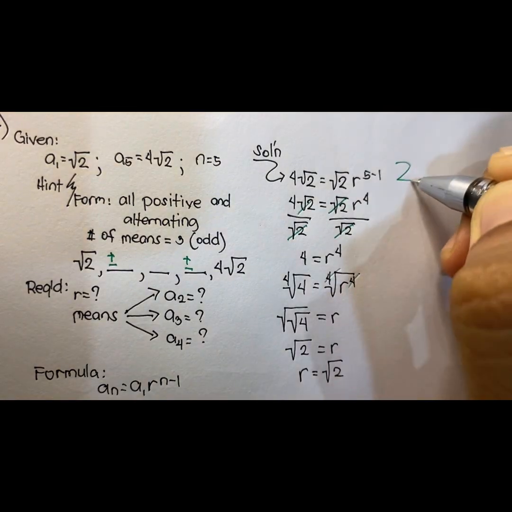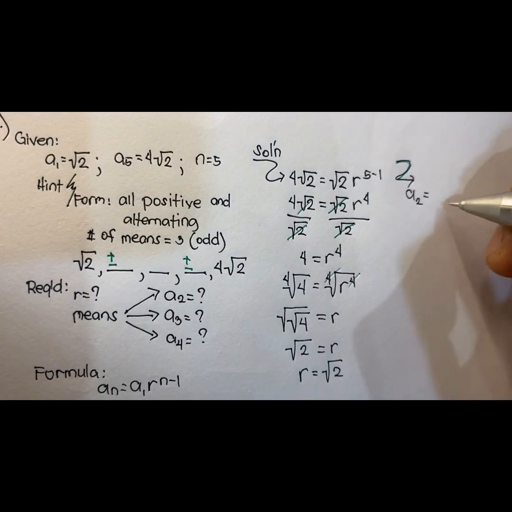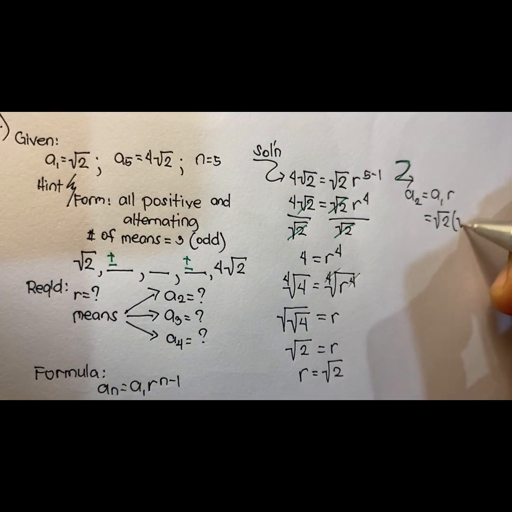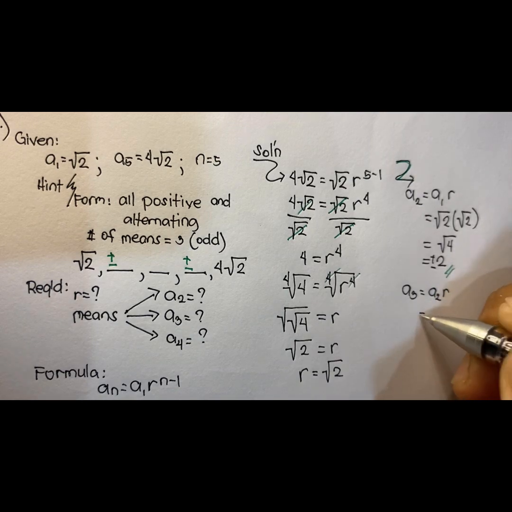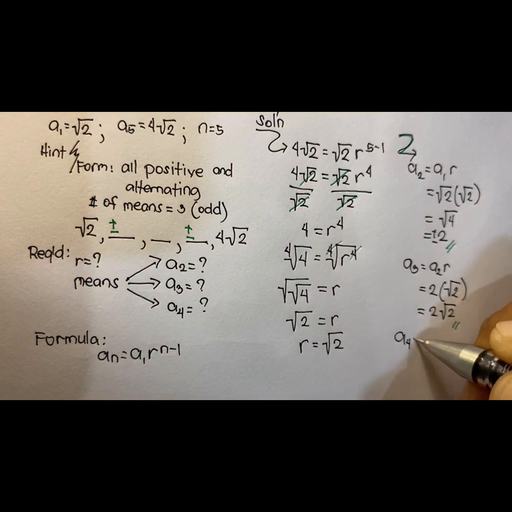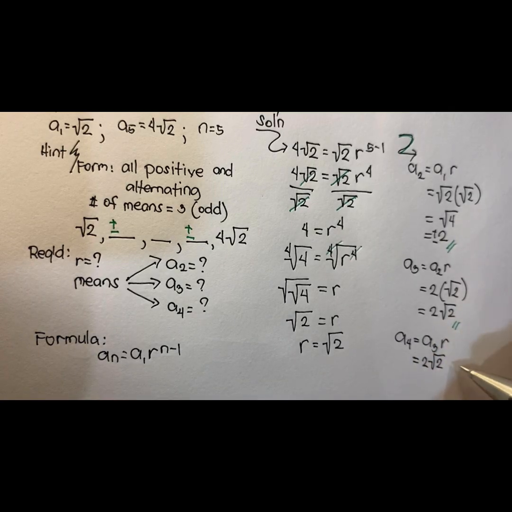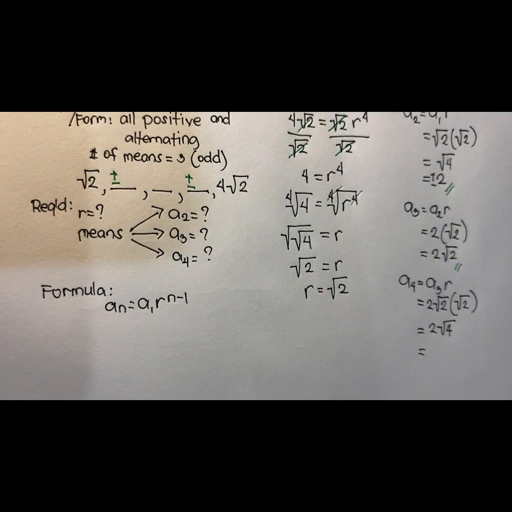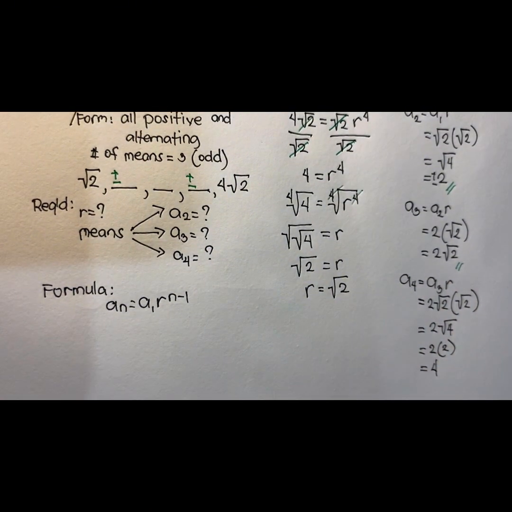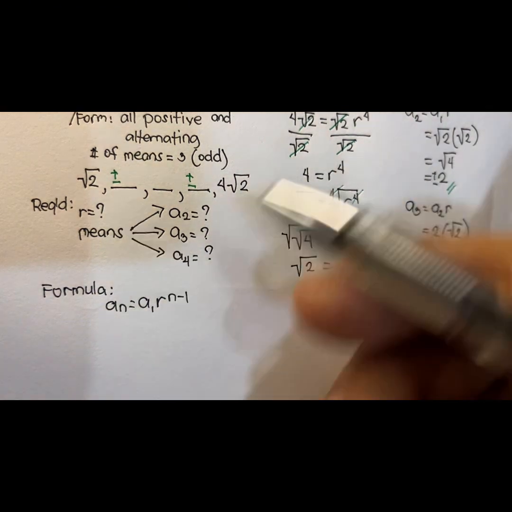We need to solve this time the values of the means. A sub 2 equals a sub 1 times r equals square root of 2 times square root of 2 equals 2. We need to annex positive negative sign for alternating form. A sub 3 equals a sub 2 times r equals 2 times square root of 2 equals 2 square root of 2. A sub 4 equals a sub 3 times r equals 2 square root of 2 times square root of 2 equals 2 square root of 4 equals 2 times 2 equals positive negative 4. Writing the means in the sequence, we have square root of 2, positive negative 2, 2 square root of 2, positive negative 4, and 4 square root of 2.